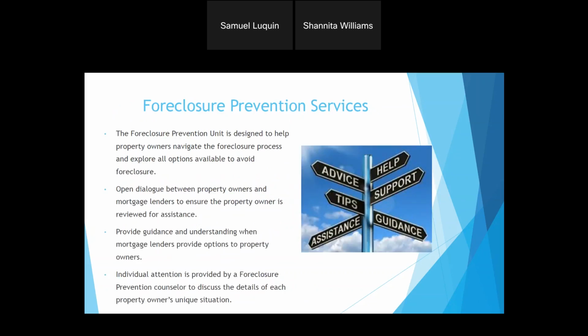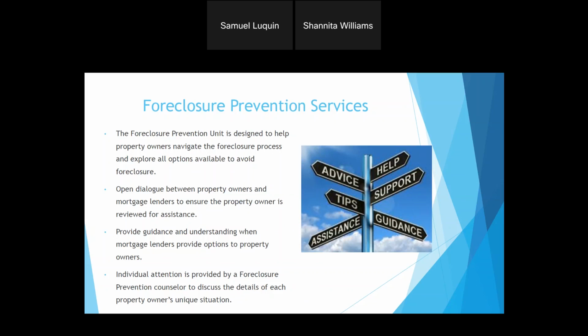Now, if any of these things should happen, it is important to understand where to get assistance. Our department, like I mentioned in the beginning, has a foreclosure prevention service that is actually free. Our service is designed to help property owners not only navigate the foreclosure process, but explore any and all options that might be available to them to avoid foreclosure. We're here to open a dialogue between property owners and mortgage lenders to ensure that the property owner is reviewed for assistance properly.